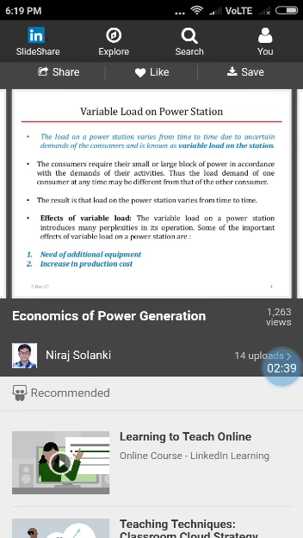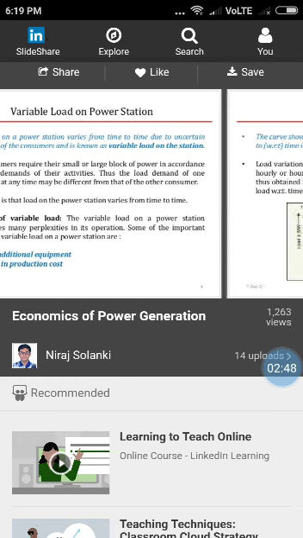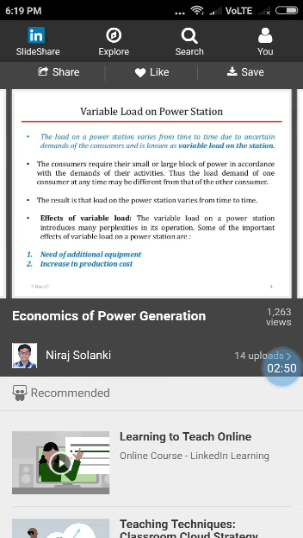Variable load on power station. The load on a power station varies from time to time due to uncertain demands of the consumers and is known as variable load on the station. The consumers require small and large blocks of power in accordance with the demands of their activities. Thus, the load demand of one consumer at any time may be different from that of another consumer. The result is that the load on the power station varies from time to time.